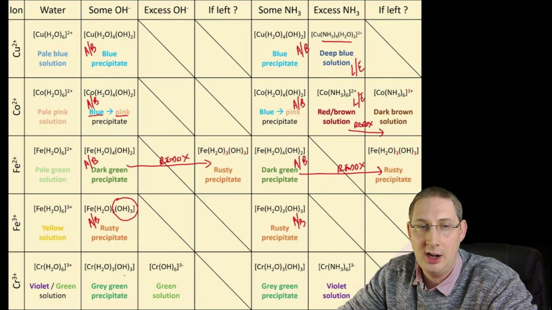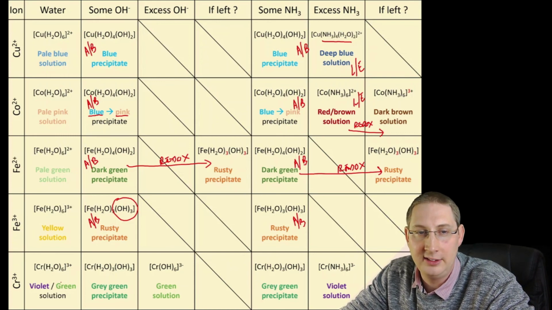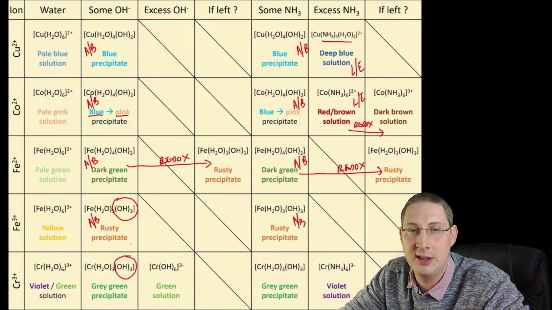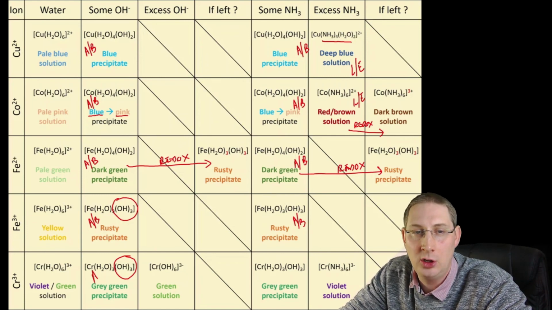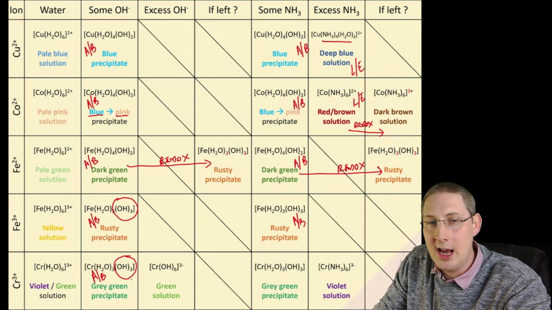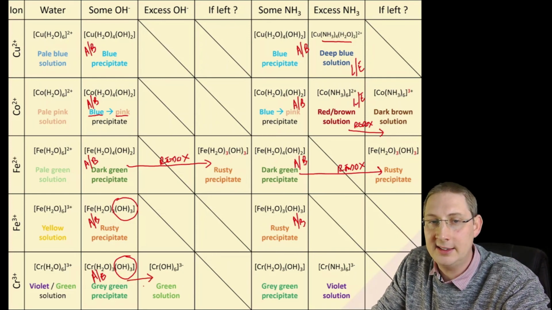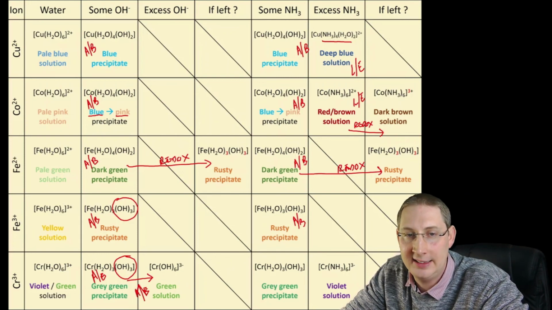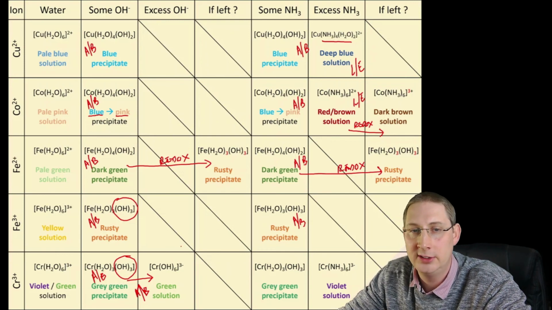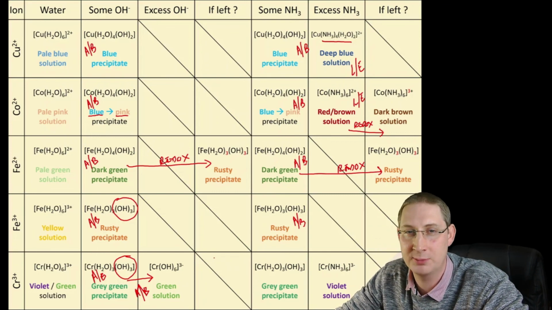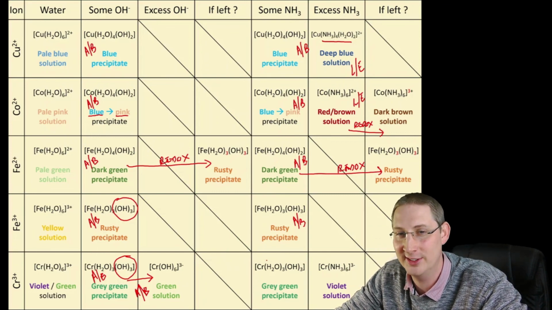Chromium down the bottom, either a violet or a green solution, depending on who you ask and the conditions under which it's made. But it forms a grey-green precipitate, again, just like the iron 3+, where 3 of the water ligands are deprotonated. But this is the only one where you get something happening with excess hydroxide. You get a further acid-base reaction to generate the hexahydroxyl chromium 3 species. And that's probably not called the right thing, but you get the idea across.